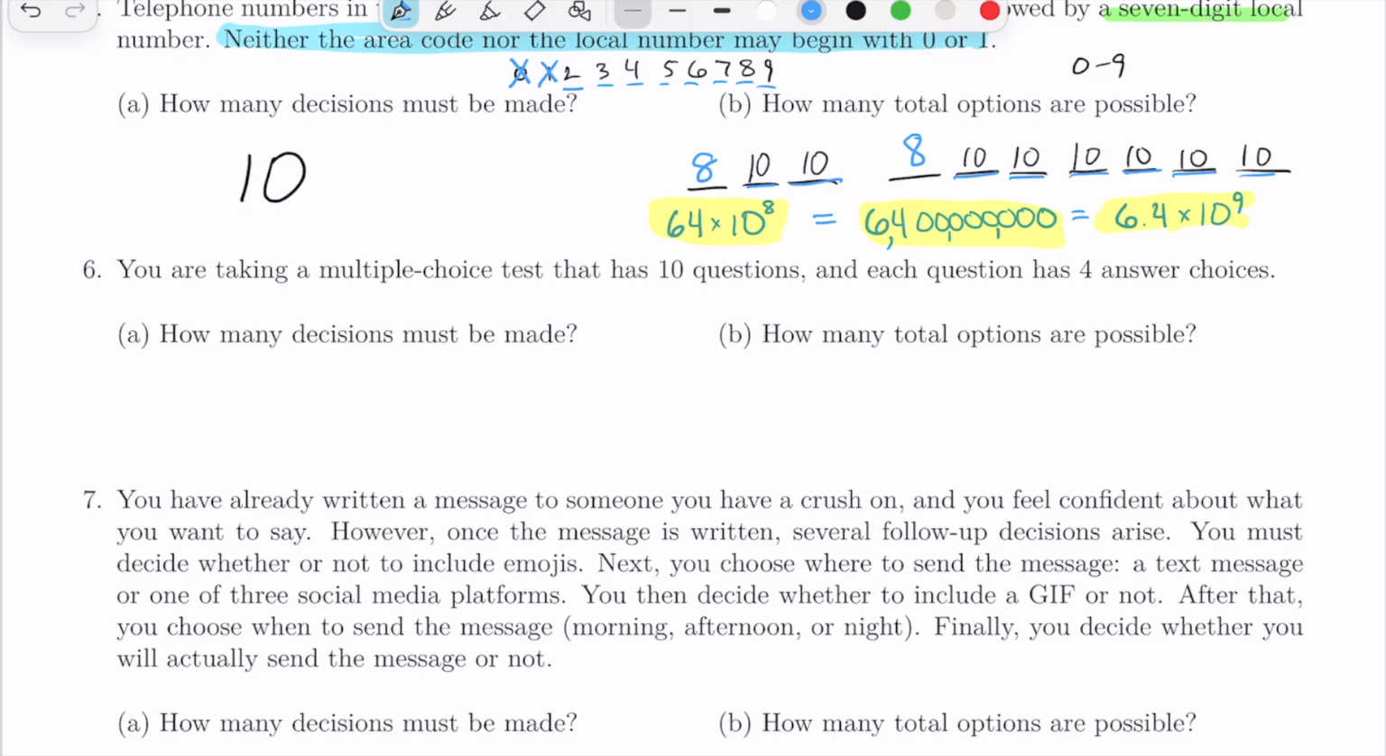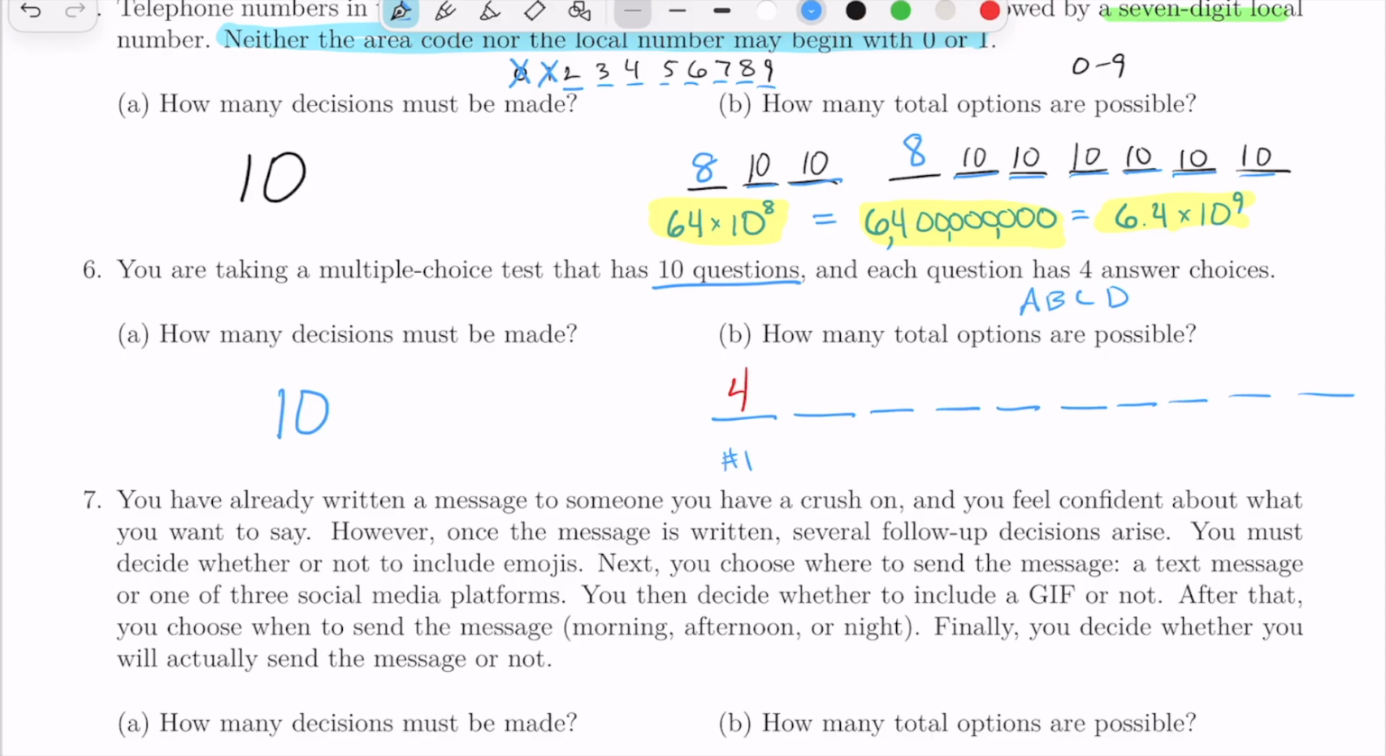Well, if you have 10 questions, that means you're actually going to have 10 decisions to make, because you're going to go to number 1, and I'm going to put my 10 blanks down. There we go. When I go to number 1, I can choose from A, B, C, or D. So that means I have 4 choices on number 1.